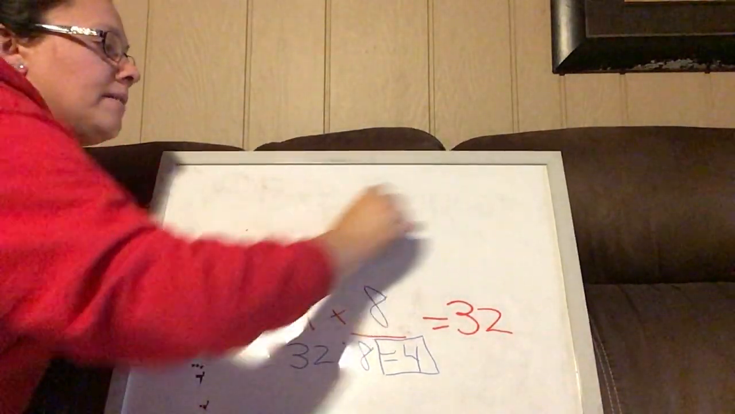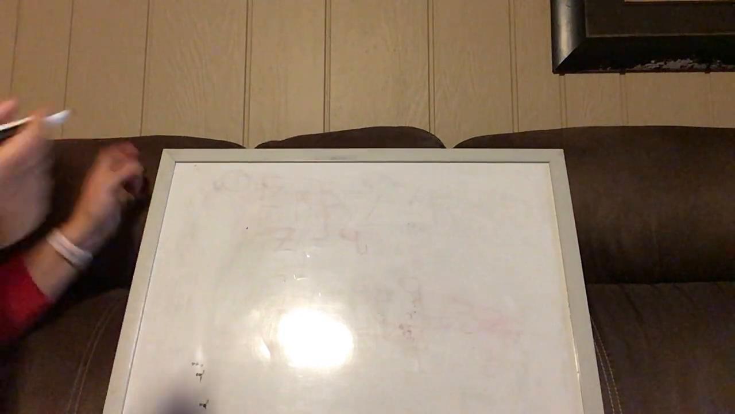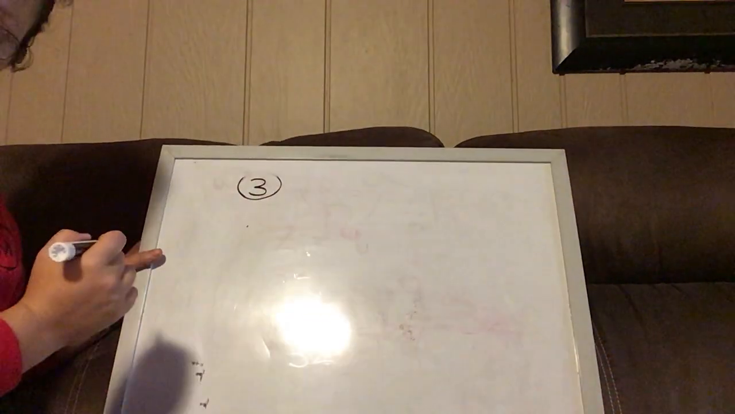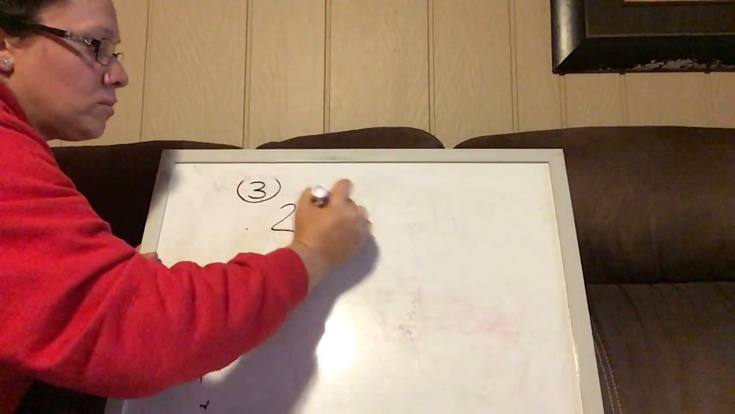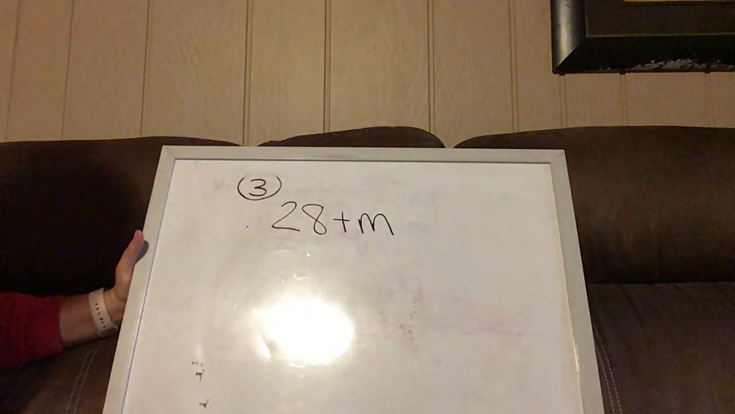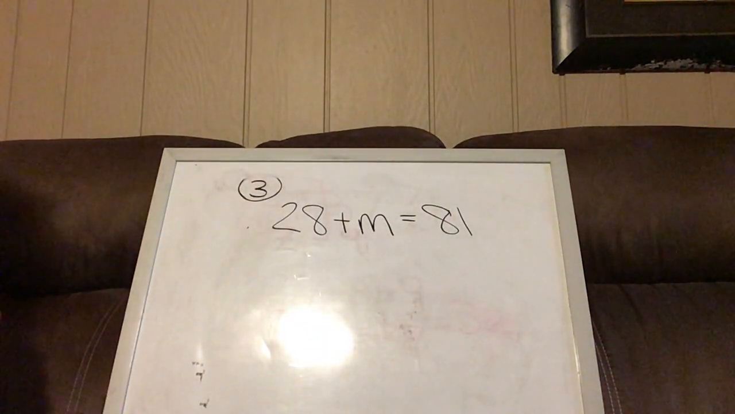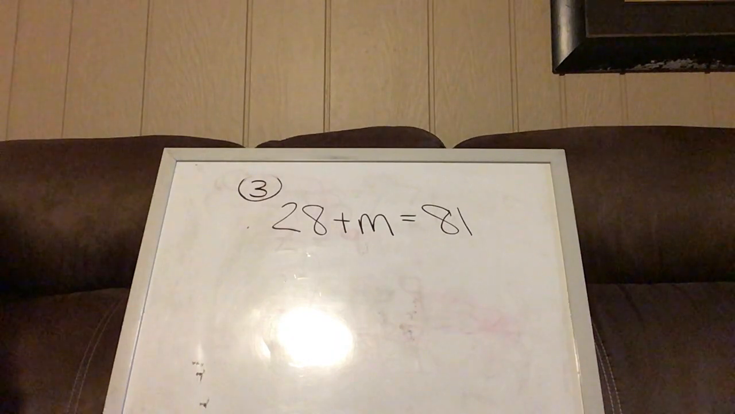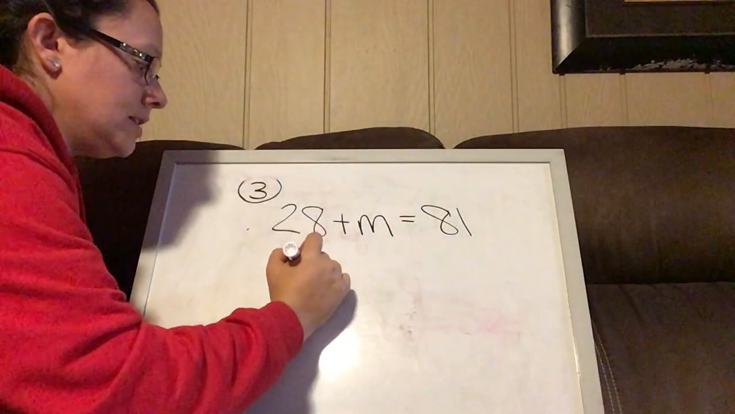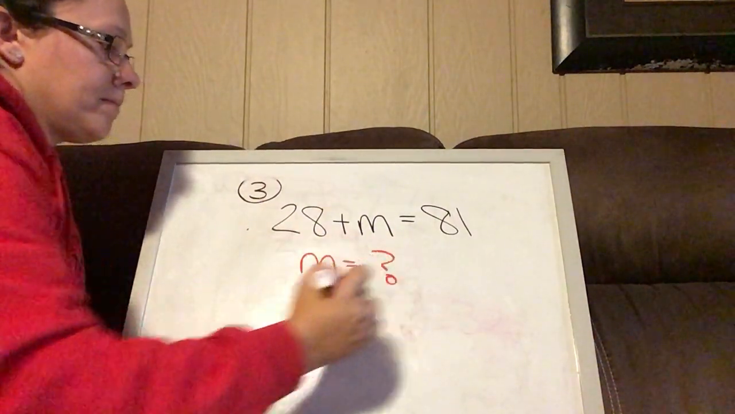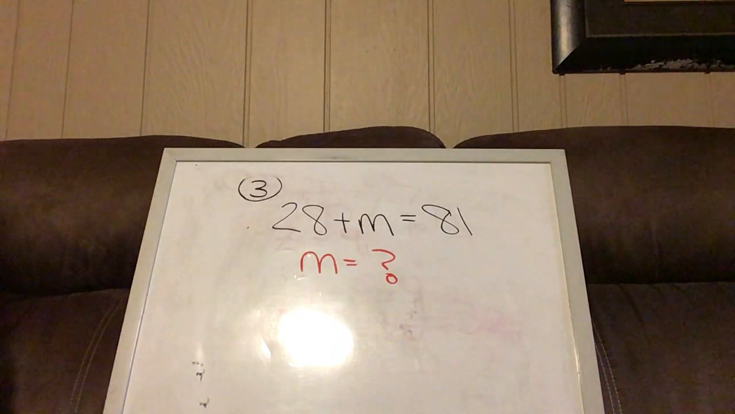Let's try one with addition in it. You guys try this one in your math notebook. Number 3. 28 plus m equals 81. You guys try that one on your own in your math notebook. What does m equal? One more minute.